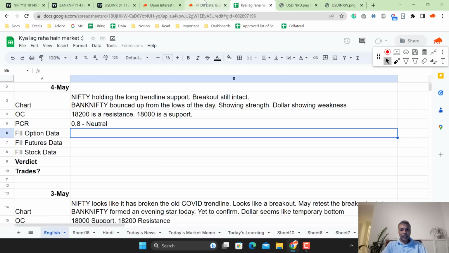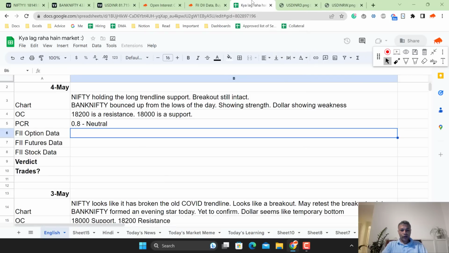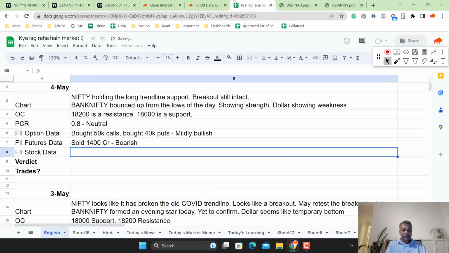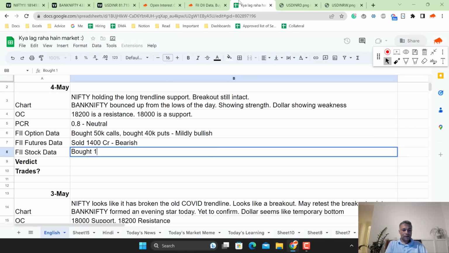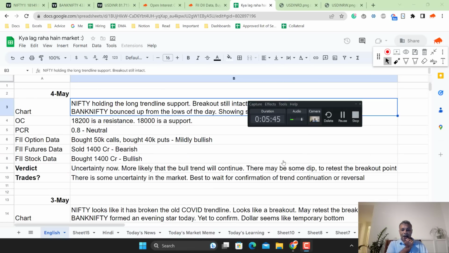Now, if you look at FII DII data, FIIs have bought 48,000 calls, roughly 50K calls, and bought 40K puts, which means mildly bullish, right? Mildly. And if you look at FII futures data, after a really long time, FIIs have taken a short position in futures, sold 1400 crores. That is bearish. Finally, if you look at FII stock data, they have bought 1400 crores. That is bullish, but not really relevant considering that we are trading weekly options, right?